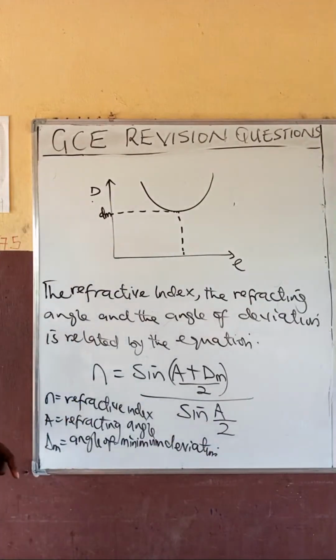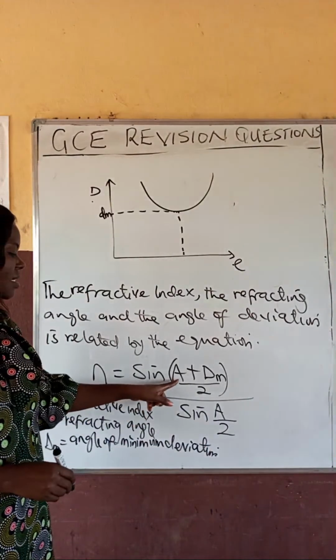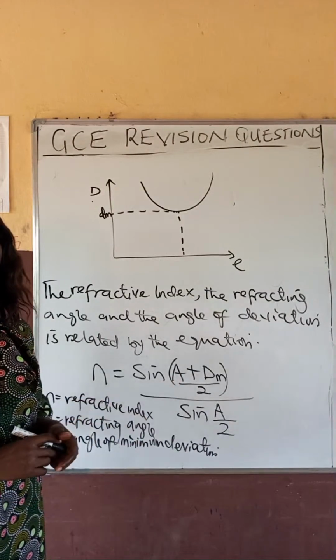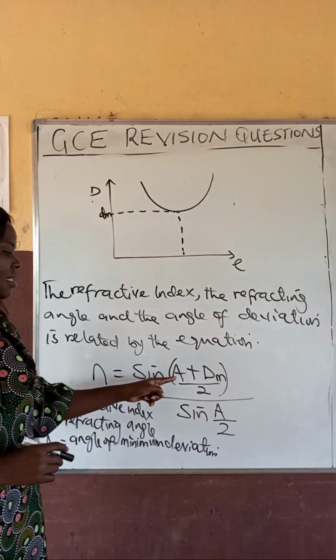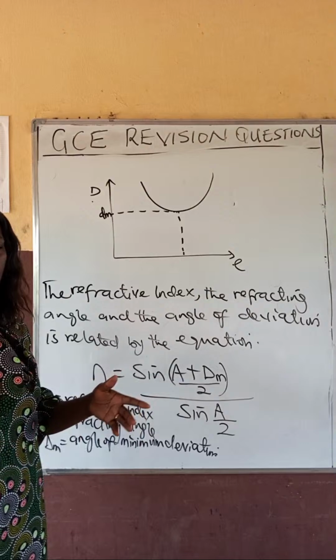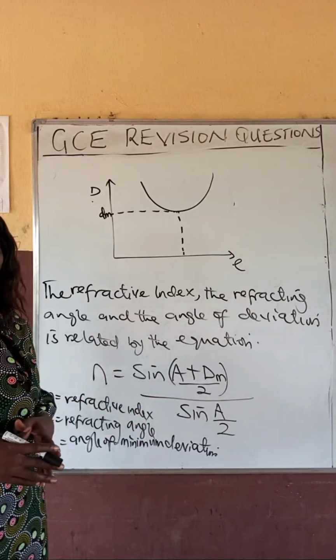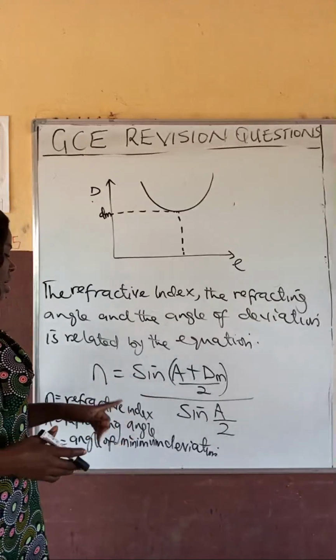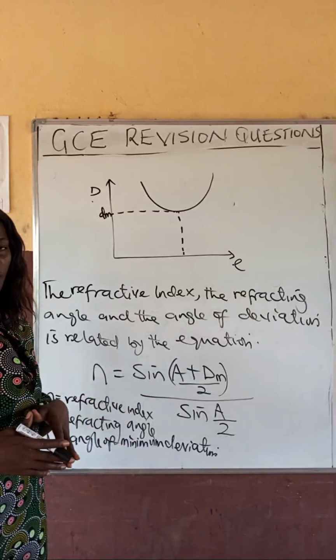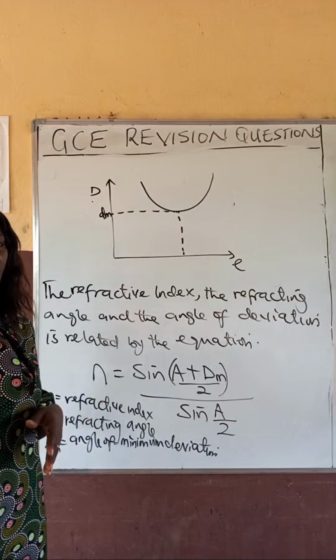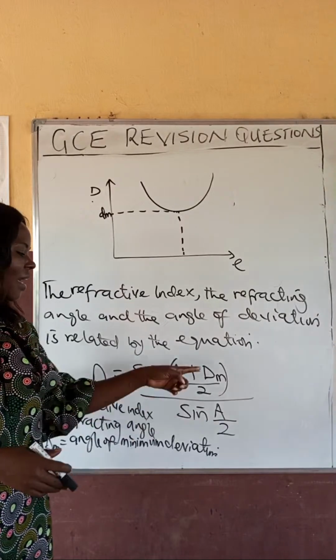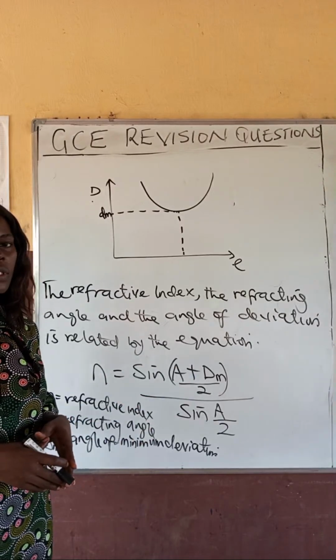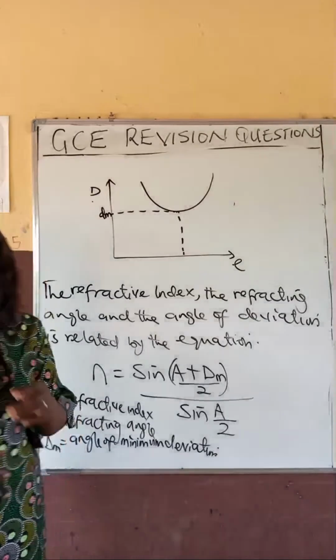Then you should know that this refracting angle is constant, and since it's constant, it is equal to 60 because we're dealing with an equilateral triangle. All the sides are equal. Once that is done, I will know the refractive index of glass, which is also constant, as 1.5. Now you can get the angle of minimum deviation. Is that clear? All right.